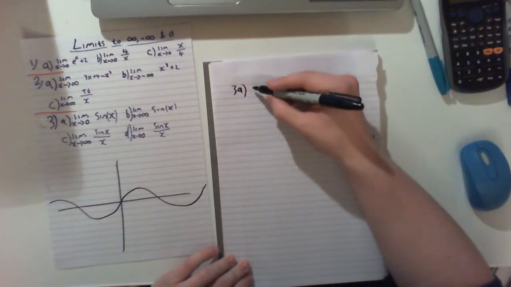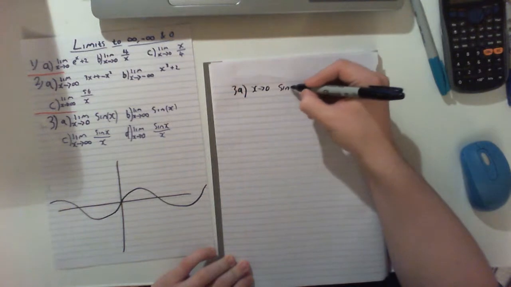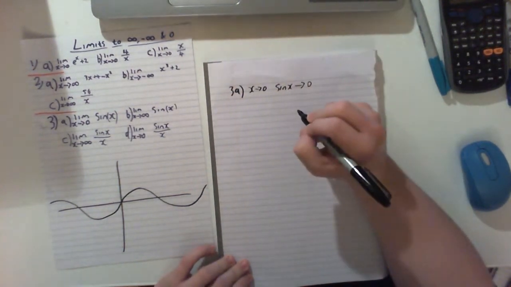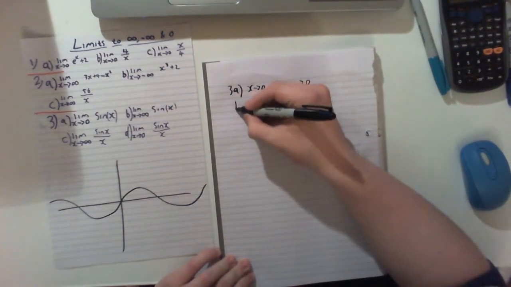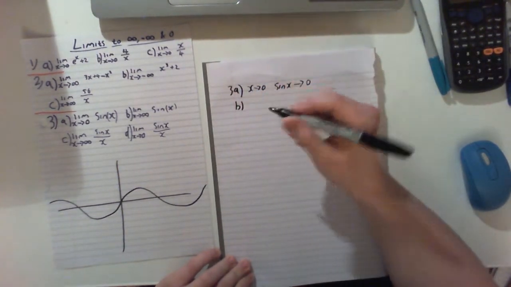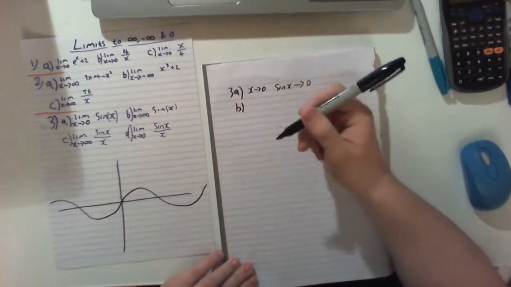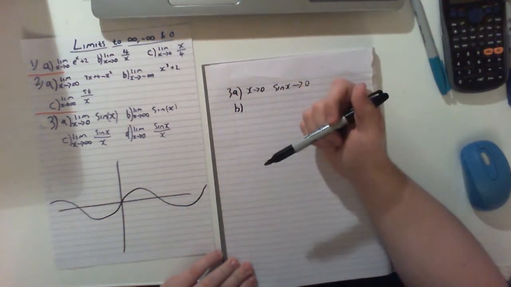So as x goes to 0, sine x goes to 0. It's very nice and straightforward, the first one. Now for b, this is why I picked sine as opposed to other functions. So b, we're taking the limit of sine x as x goes to infinity.